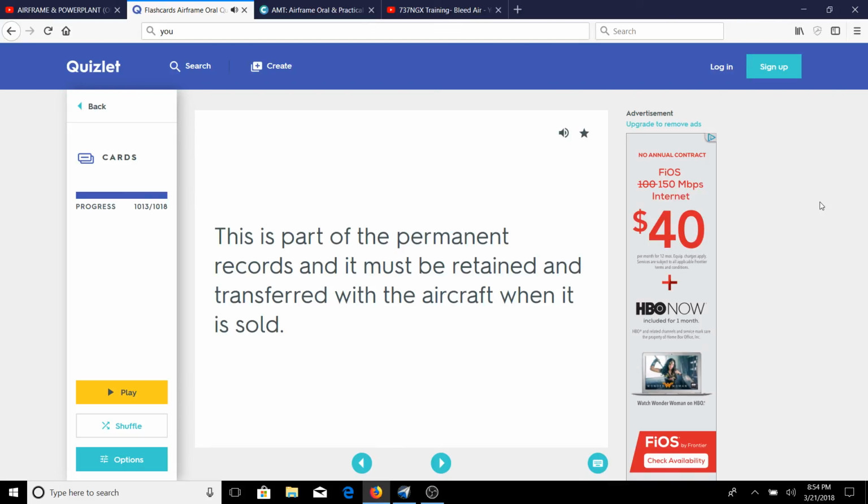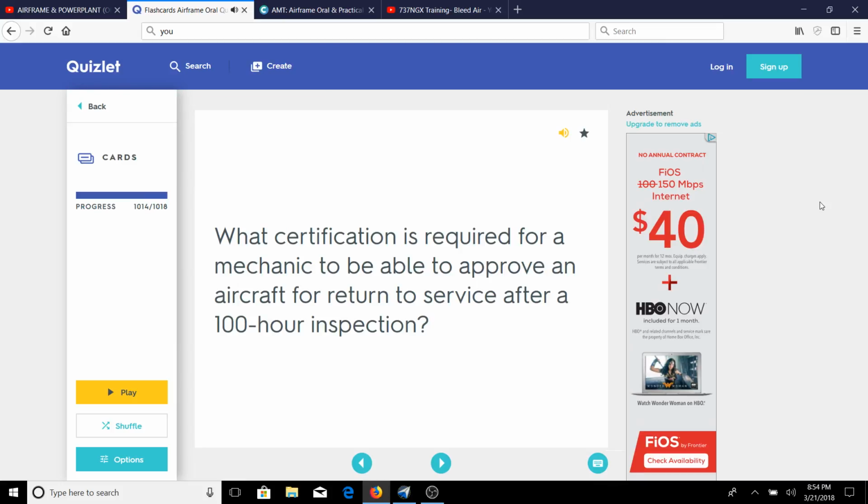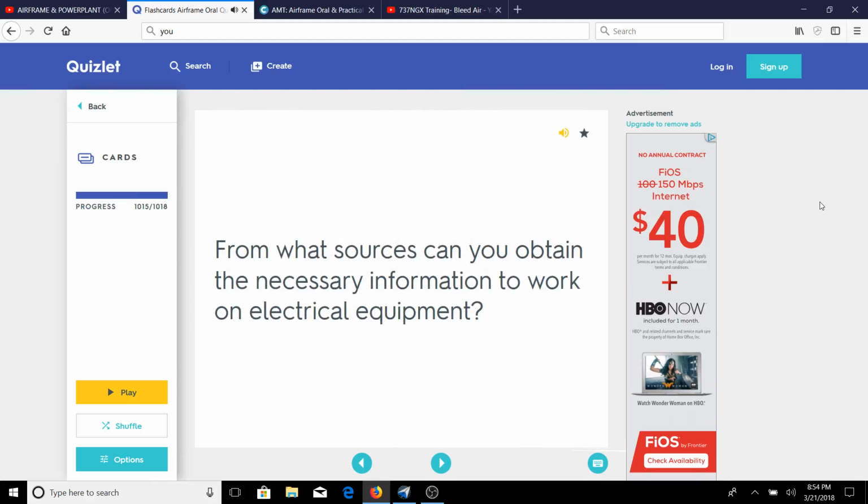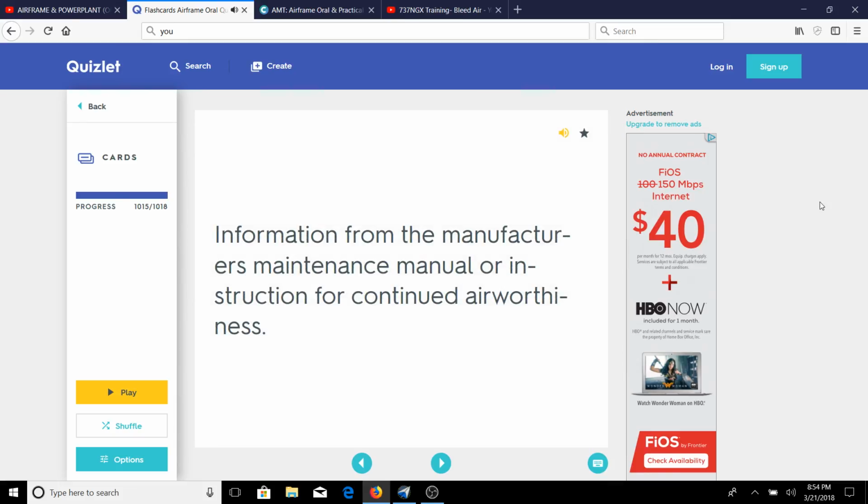What certification is required for a mechanic to be able to approve an aircraft for return to service after 100-hour inspection? A mechanic certificate with airframe and power plant ratings. From what sources can you obtain the necessary information to work on electrical equipment? Information from the manufacturer's maintenance manual or instruction for continued airworthiness.